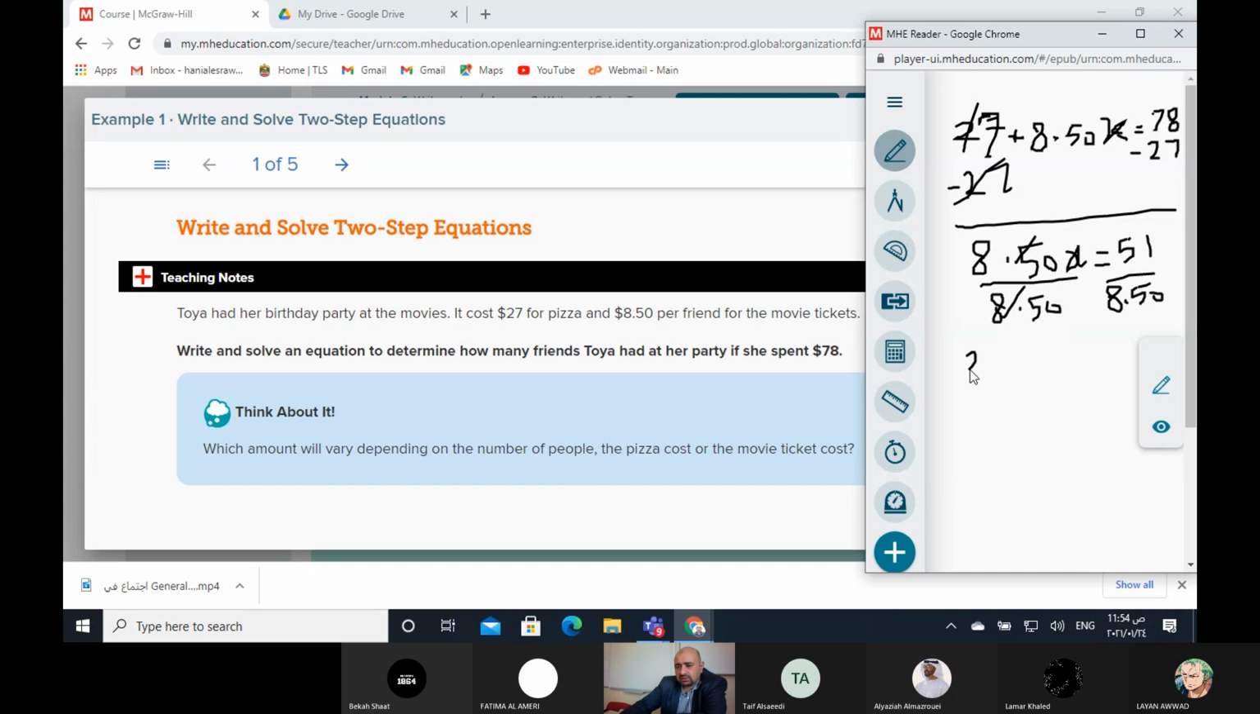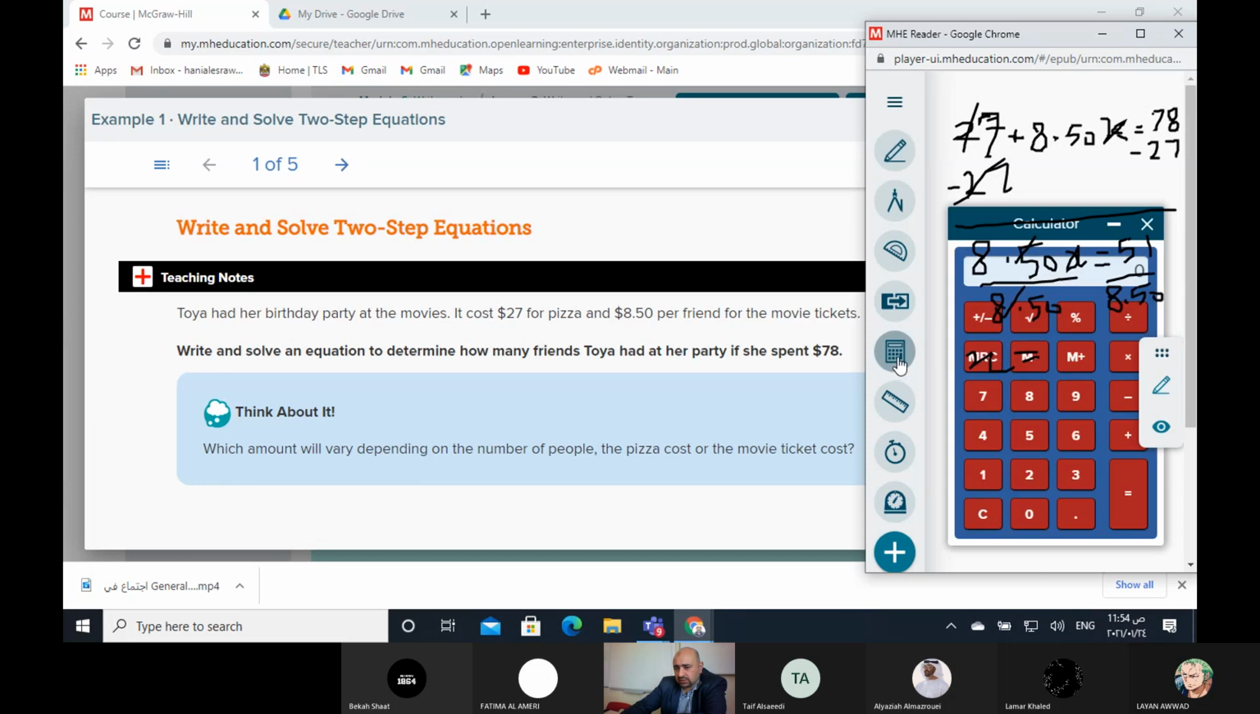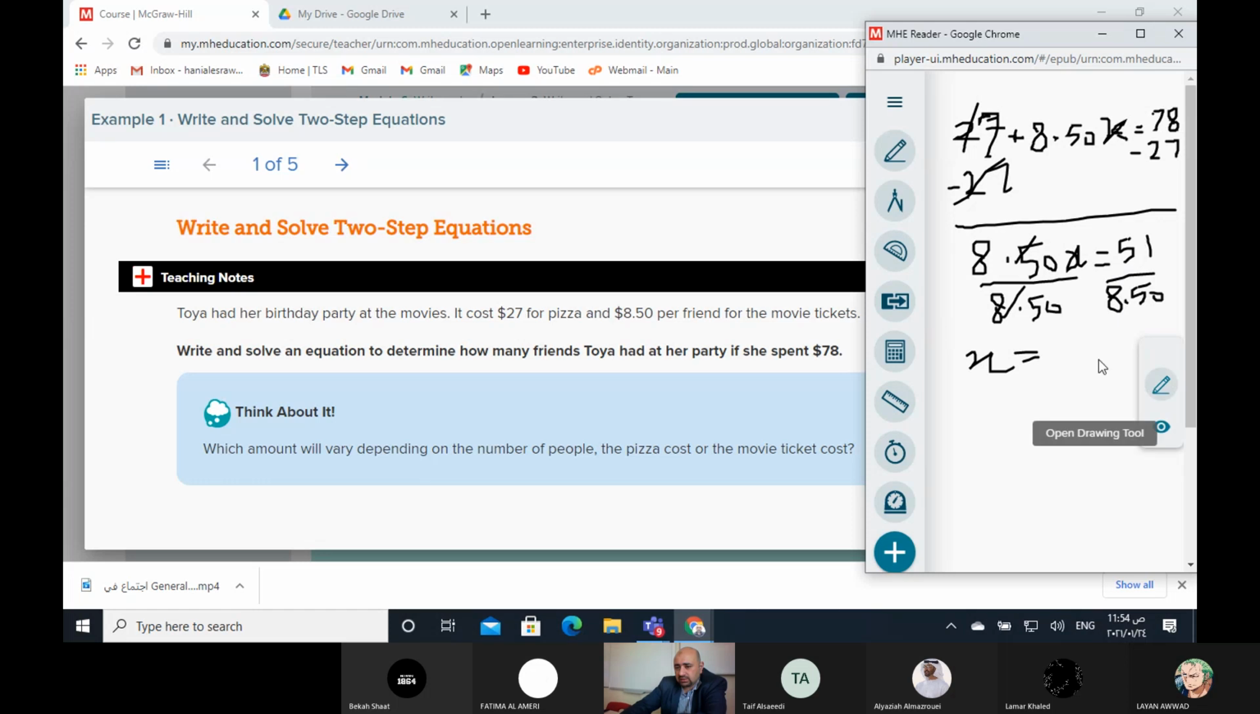Remains here x. And here 51 divided by 8.50. You can use a calculator here. 51 divided by 8.50. The answer will be 6. So how many friends do we have here? 6 friends in the party.